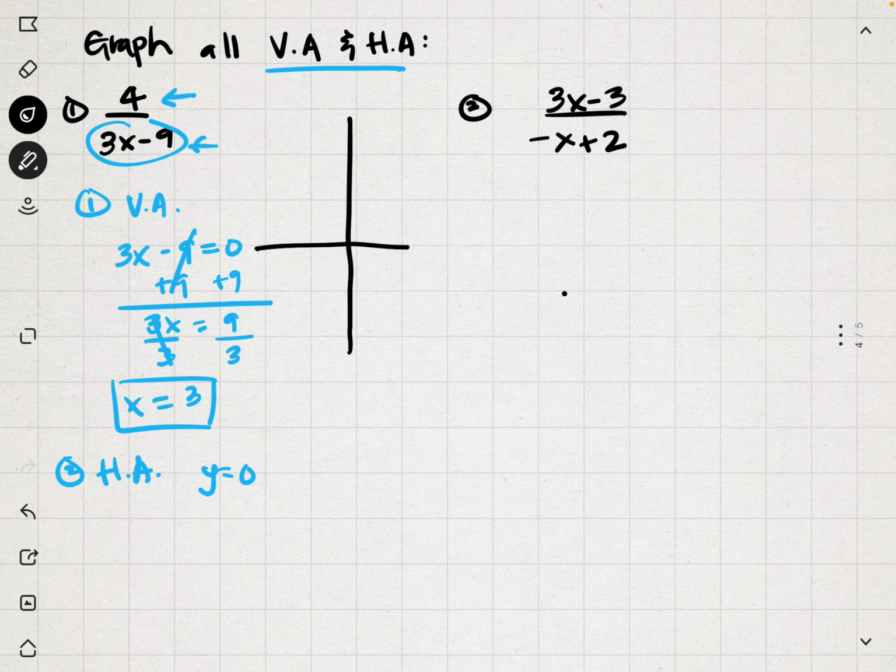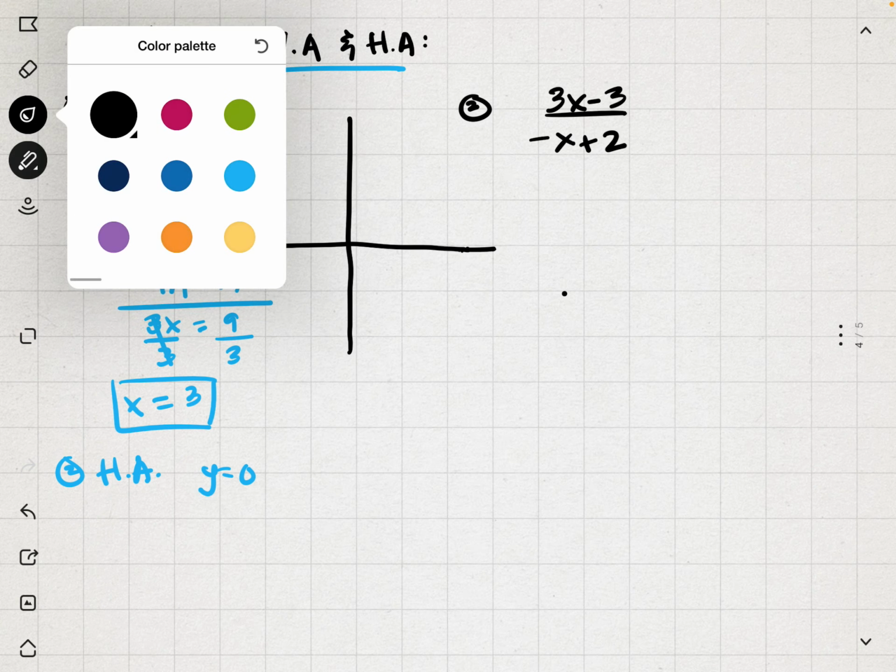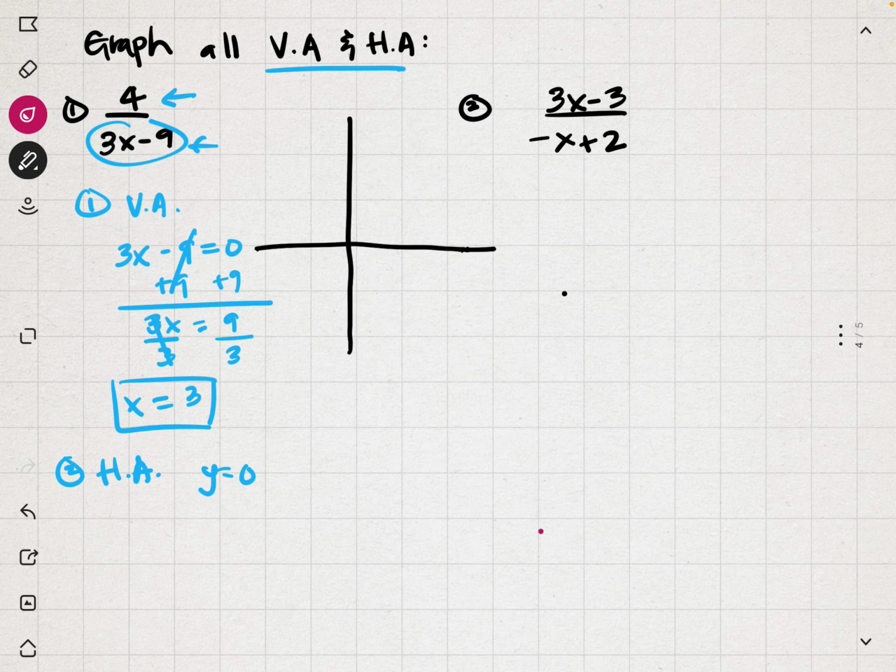So you can draw your graph. And then we just draw our asymptotes. So the horizontal asymptote is y equals 0, meaning it's the x-axis. Our vertical asymptote is at 3. And then we'd be done. So you're just going to plot those lines out and then be done with it.